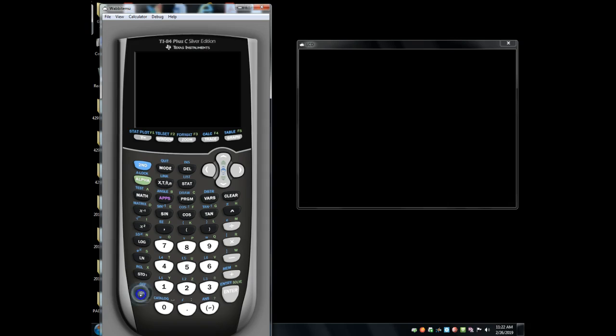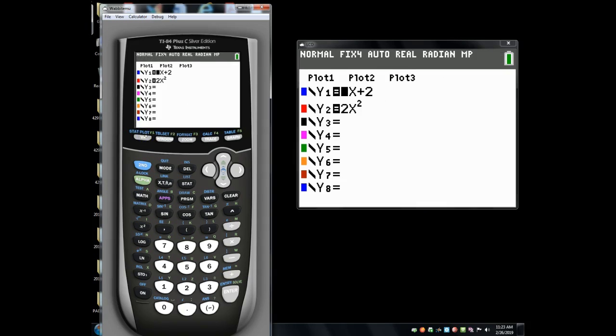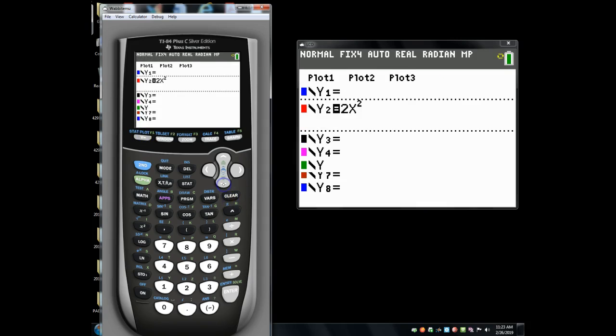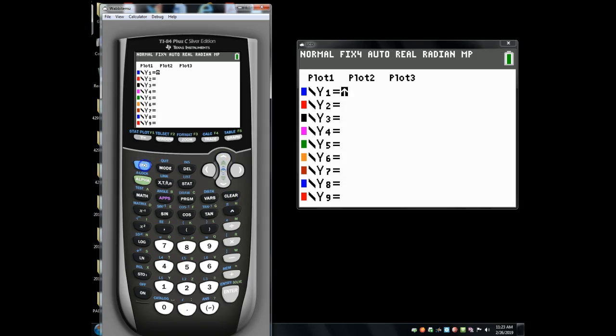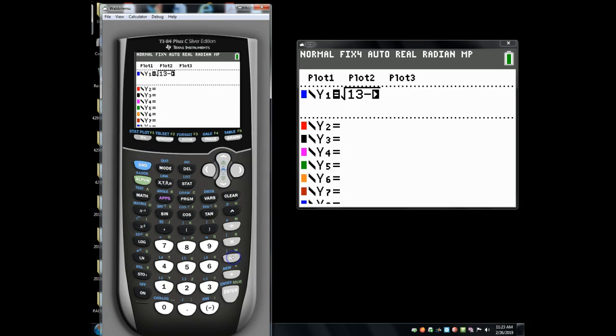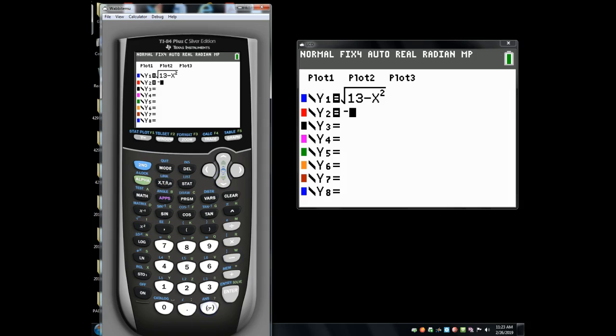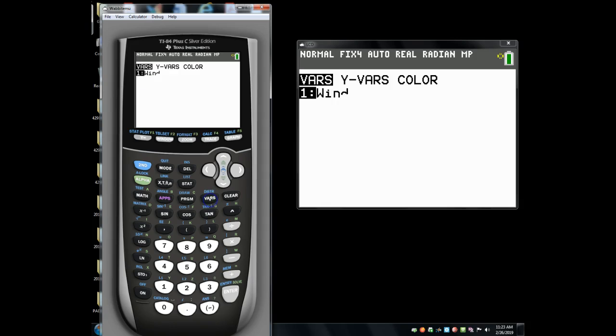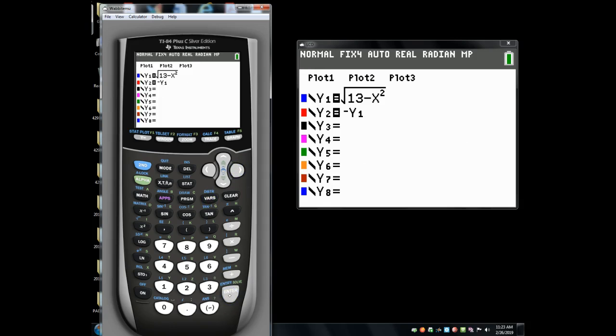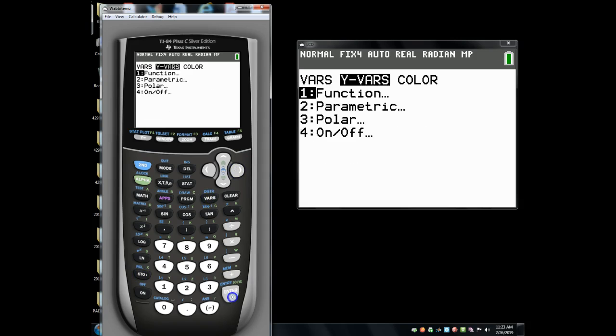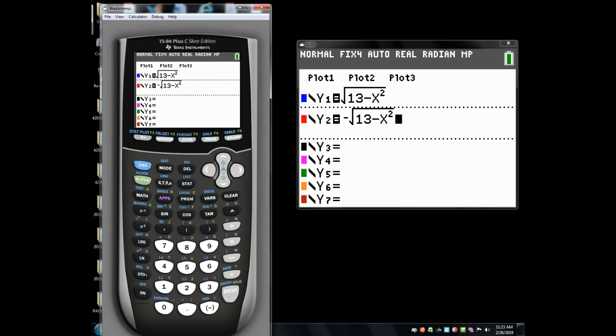Wake up. Why did this wake up? There it is. Okay. So the top half of the circle, let's clear all of this, is the square root of 13 minus x squared. The bottom half is the negative of that. So I could type it out. I could say Vars, Y-Vars, Function 1. Or, how about this? You could do this instead. Second, Recall, Vars, Y-Vars, Function 1, enter. And then the other one was x squared minus 7.